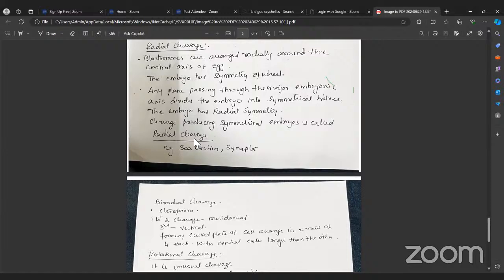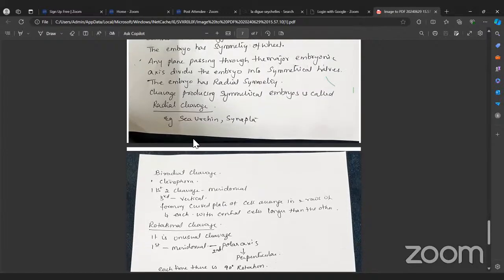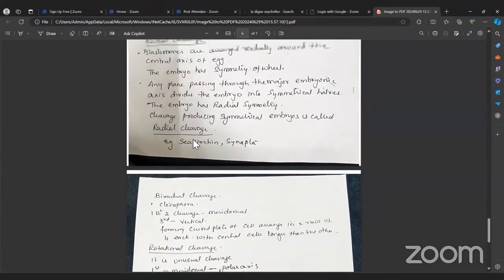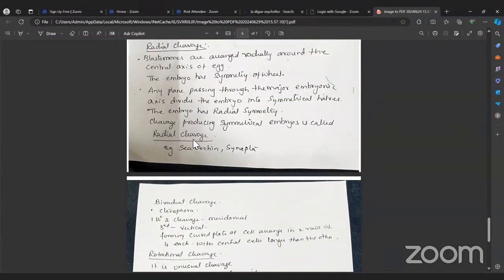Then next one is the bilateral cleavage. Here I missed one paper, so I'm very sorry about it. In the next class, I will be focusing on those. I will just share those PPTs also.